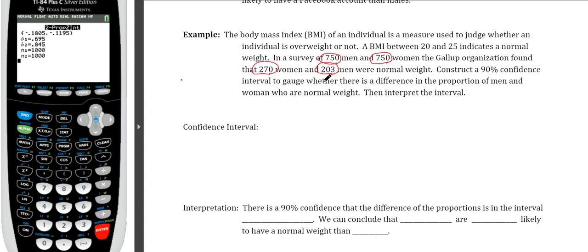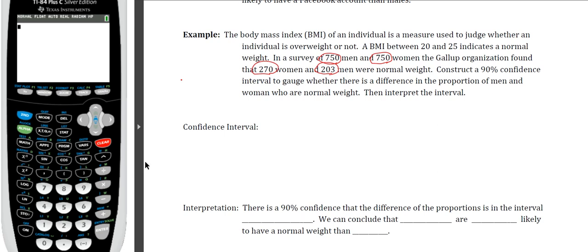Weird that those are put in reverse order now. Construct a 90% confidence interval to gauge whether there's a difference in the proportion of men and women who are normal weight. Then interpret the interval. Okay. Again, we should address conditions before we go into this.